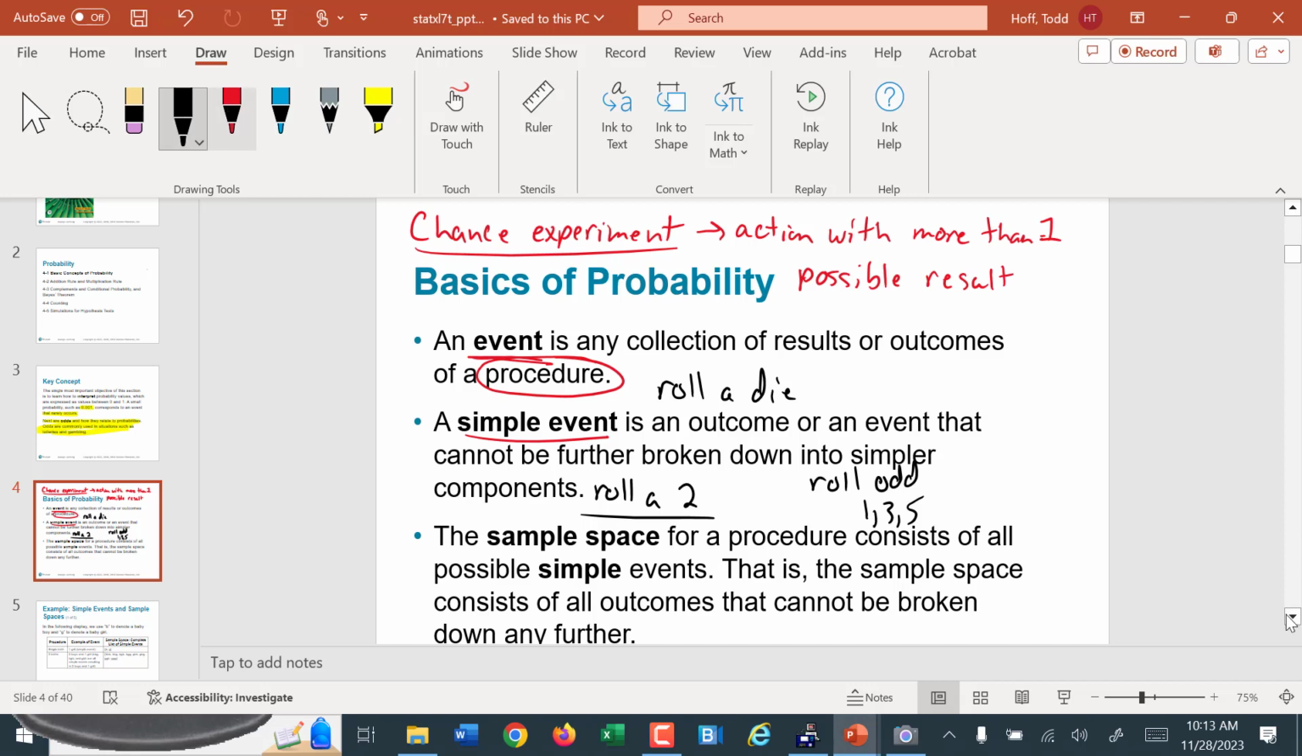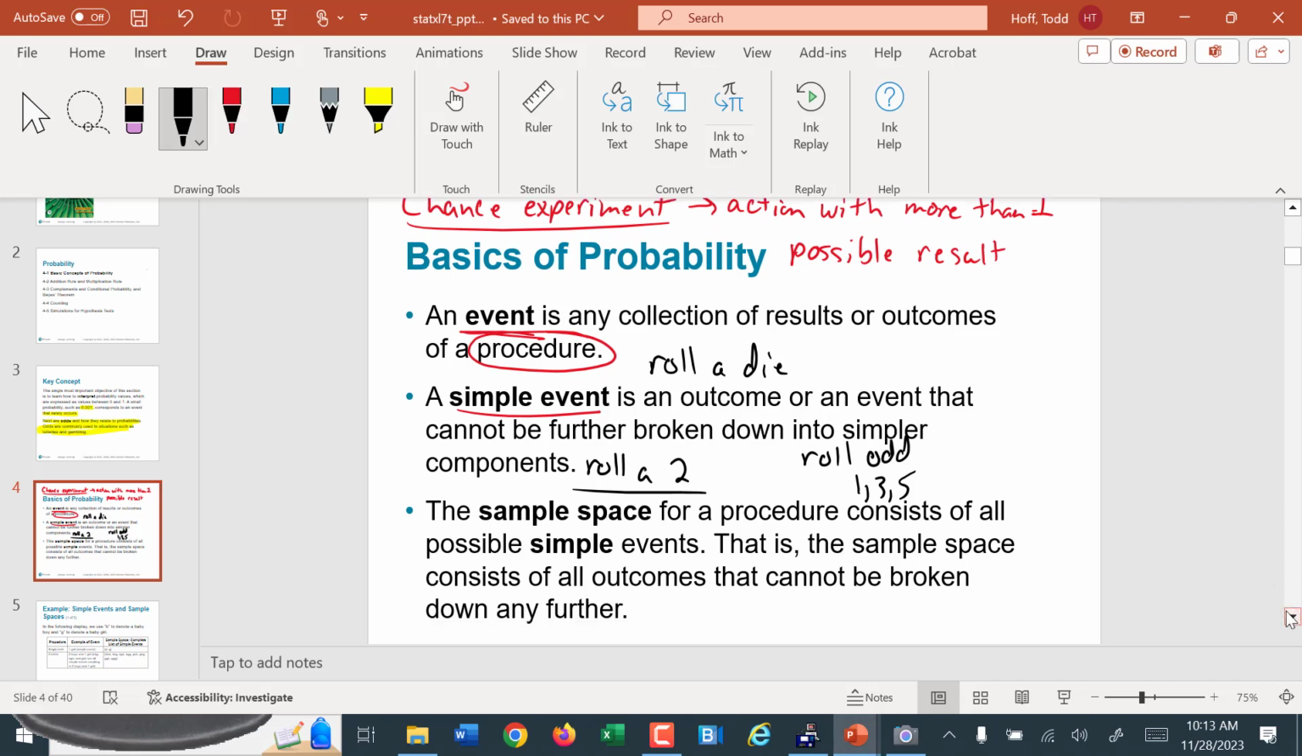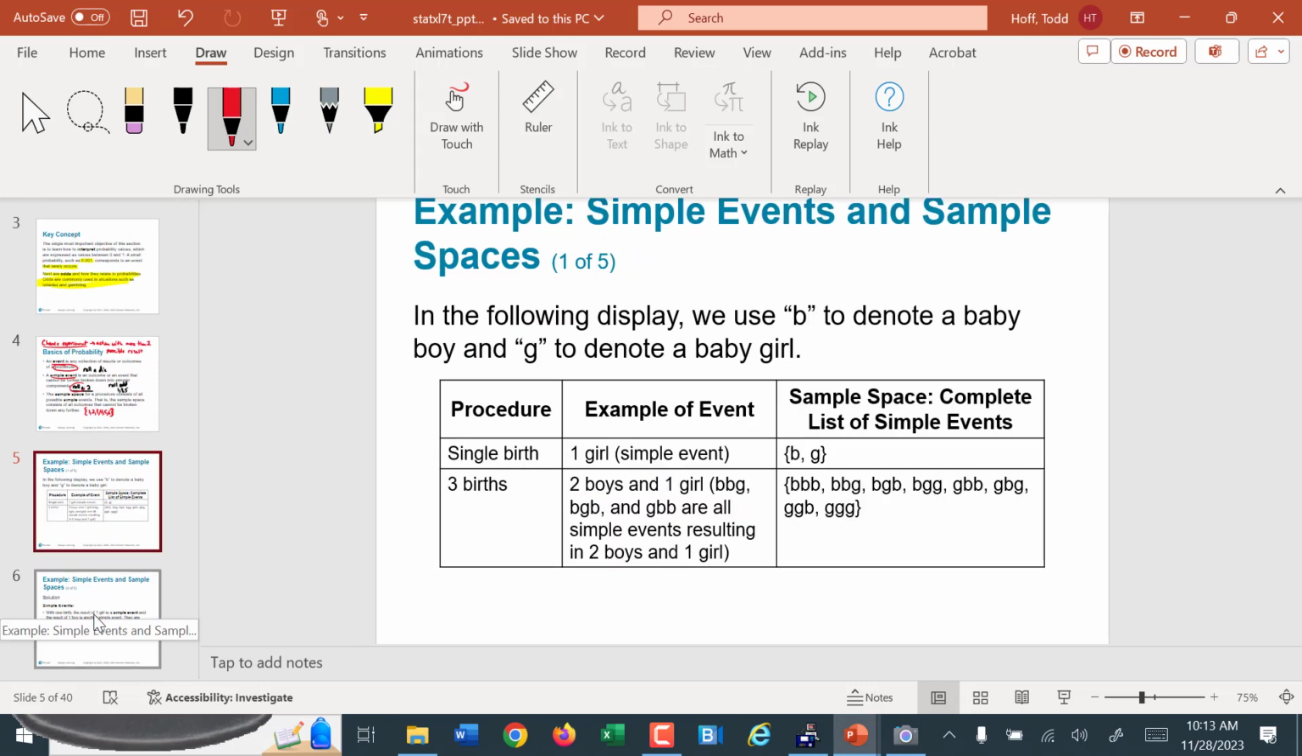The sample space then is simply the collection of all the possible events from that procedure or that random chance experiment. So for rolling a die, the sample space, you get a 1, a 2, a 3, 4, 5, or 6. That is the whole sample space. And we typically do use those squiggly brackets to contain the sample space. So some examples here.